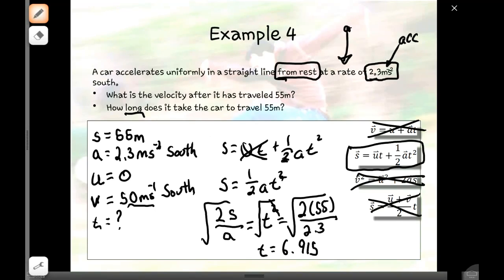Alright, so now I have to look at my significant digits. This 55 has 2 significant digits. This 2.3 has 2 significant digits. The 2 has infinite because it comes from that half, which was part of the equation. And so I'm allowed to have 2 significant digits. This is going to be 6.9, and the units are going to be seconds. Alright, so there's example 4 complete.